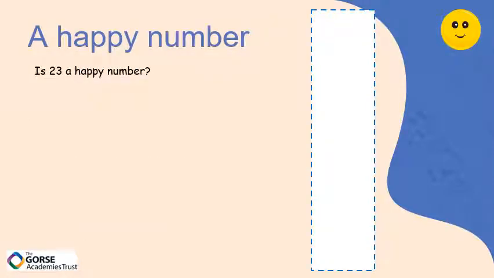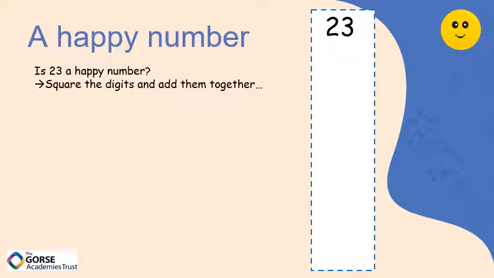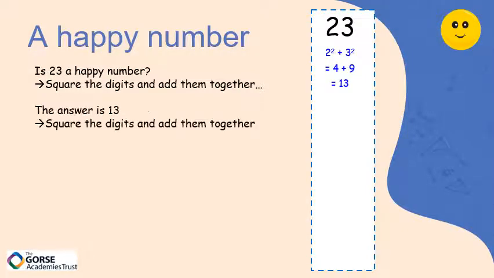So is 23 a happy number? Well, let's apply the process of squaring the digits and adding them together. So 23 is made up of 2 and 3. So if I do 2 squared plus 3 squared, I would get 4 plus 9, which equals 13. Now we're going to repeat that process. We're going to square the digits and add them together. So 13 is made up of 1 and 3. So I'm going to do 1 squared plus 3 squared. That's 1, add 9, which equals 10.